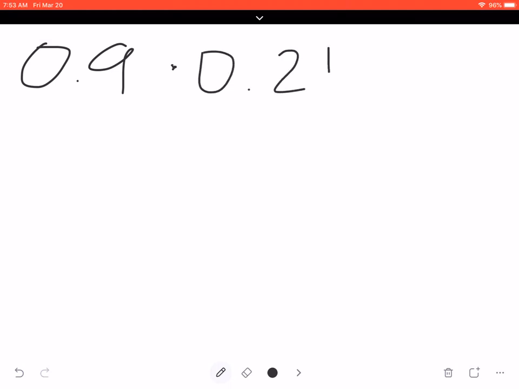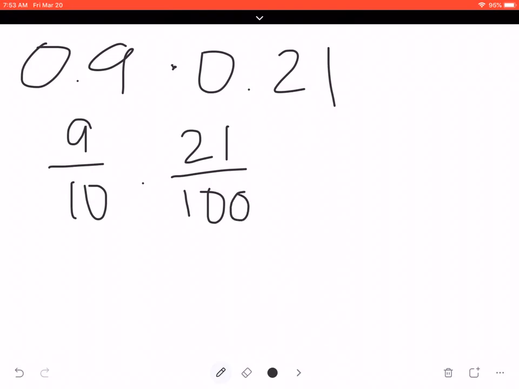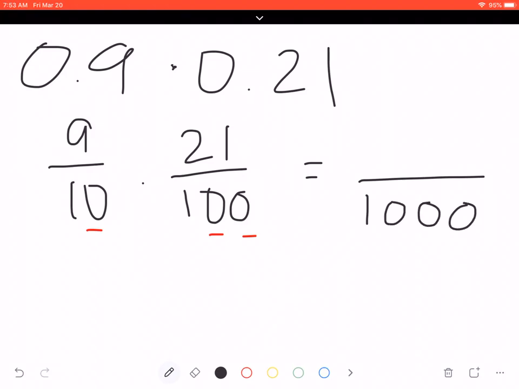So let's do a couple problems. The first problem I want to go over is 9/10 times 21/100, and the method I want to talk about first is changing it into fractions. So, of course, this would be rewritten as 9/10 and this as 21/100. The method, of course, is just to multiply straight across, so that's got 3 zeros. So I know that it's going to be 1,000.